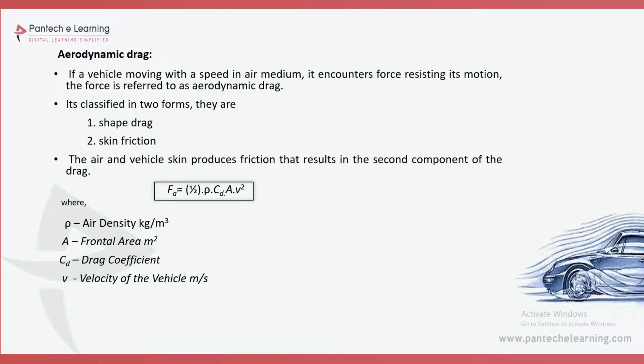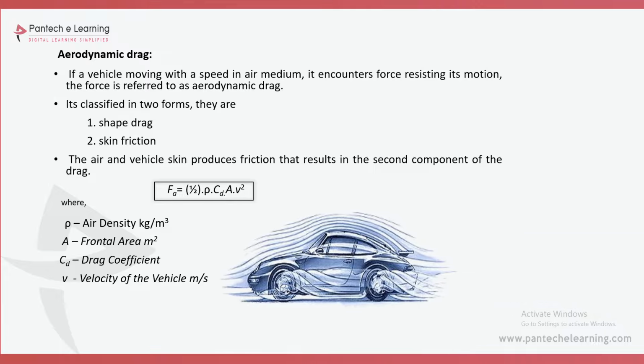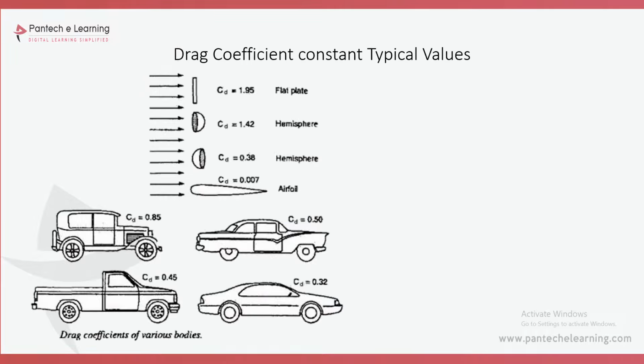Okay, so next is drag coefficient. The drag coefficient depends on the shape of the front of the vehicle, the front shape of the front glass. If it is straight, the drag coefficient is very high. When it is very angled, the drag will be very less. So these are the coefficient values.